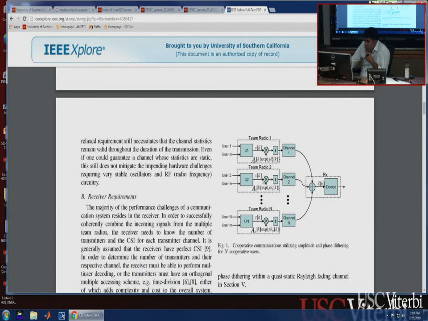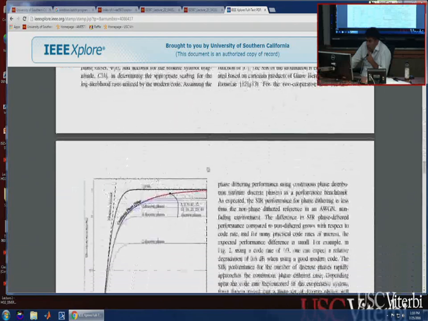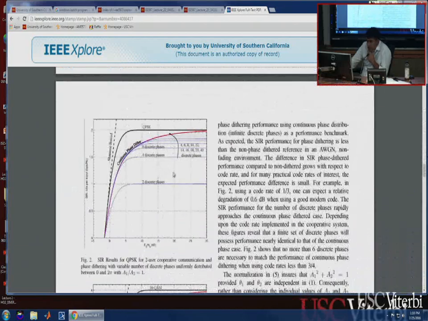So somewhere in here, it's sort of showing you that the signals coming from each of the radios are being combined by a mixer which introduces a certain phase shift. And this phase shift, if it's chosen sort of randomly, they show you what the benefits are.